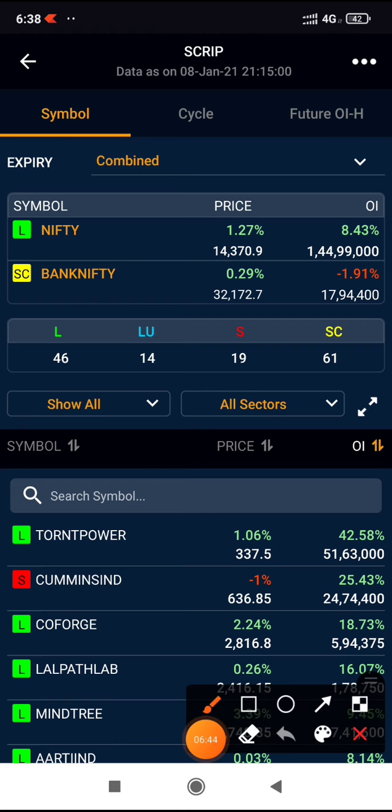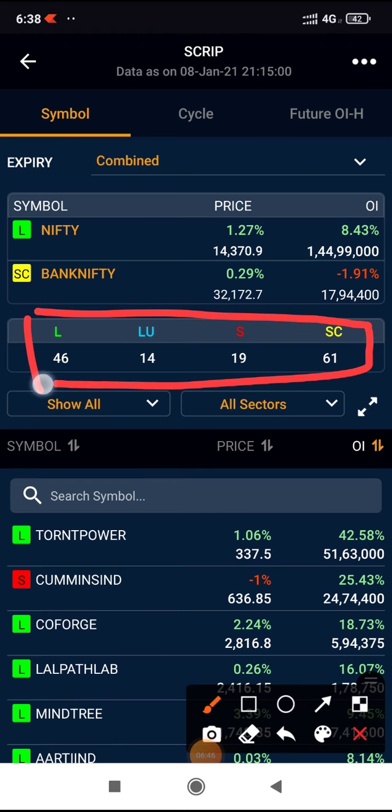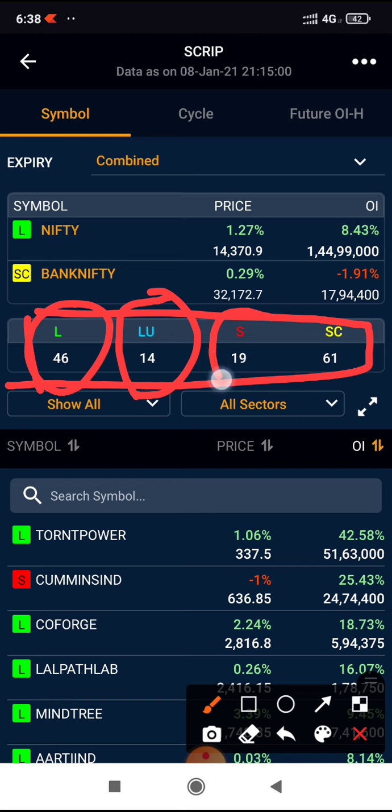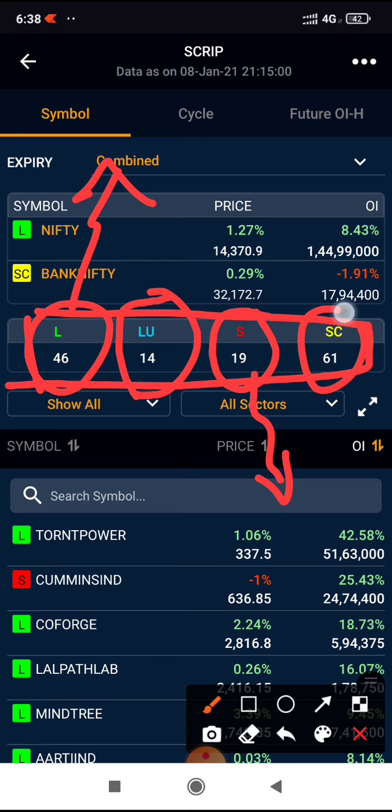So these are the symbols that show the overall market trend in the F&O section. There were 46 stocks where there was long build up, 14 stocks where there was long unwinding, 19 stocks where the short was built up, meaning the stocks were strongly in a downtrend or going down, and 61 stocks where short covering happened. So this is how you can check it.